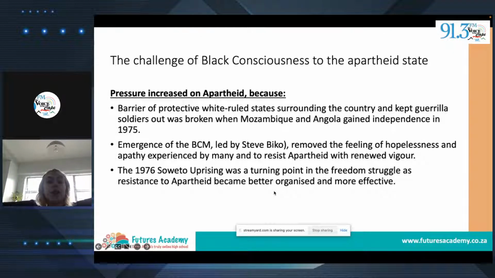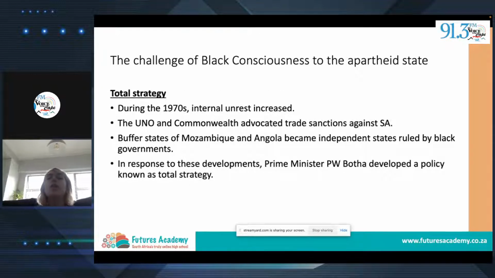The emergence of the Black Consciousness movement, which was led by Steve Biko, removed the feeling of hopelessness and apathy experienced by many and inspired people to resist apartheid with renewed vigor. The 1976 Soweto Uprising was a turning point in the freedom struggle as resistance to apartheid became better organized and more effective.